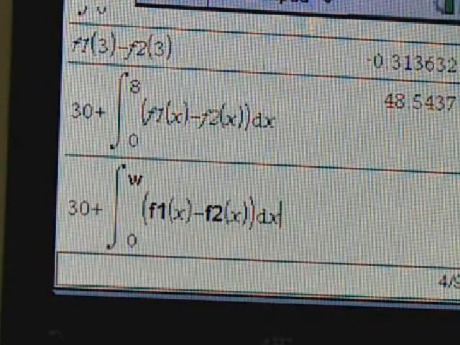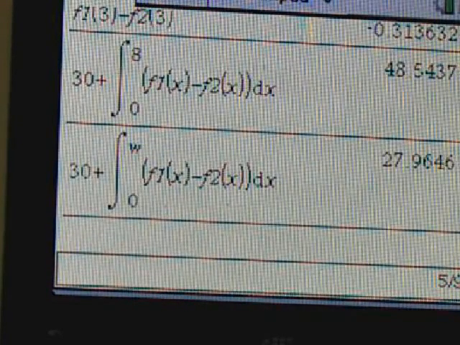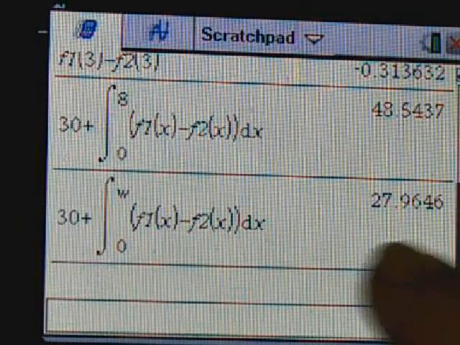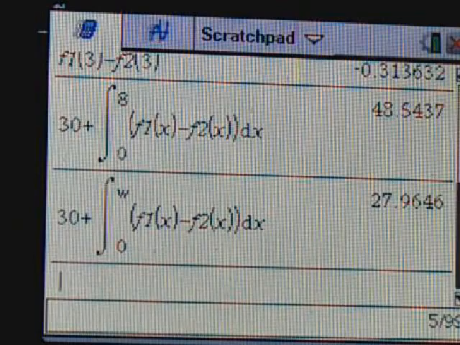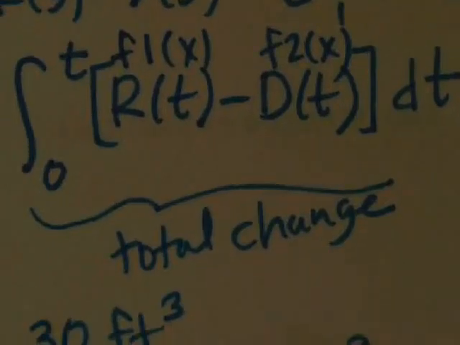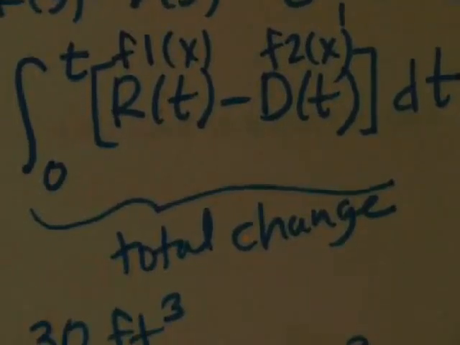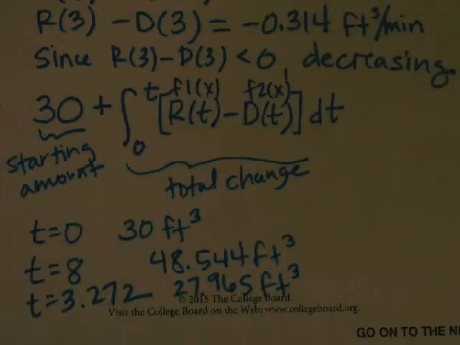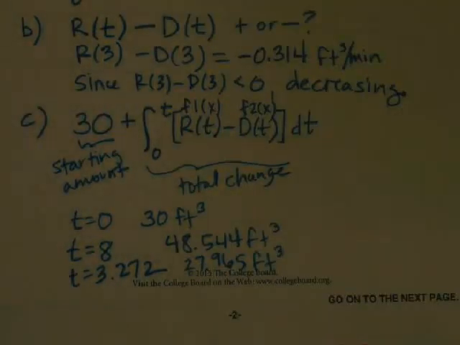So the pipe's going to overflow anytime the total amount of water in the pipe is equal to 50 or more, right? We already wrote an expression for the amount of water in the pipe. It's the starting amount plus the total change in the amount of water in the pipe. So all I have to do is set this equal to 50. Whenever the total amount of water in the pipe equals 50, the pipe will overflow.